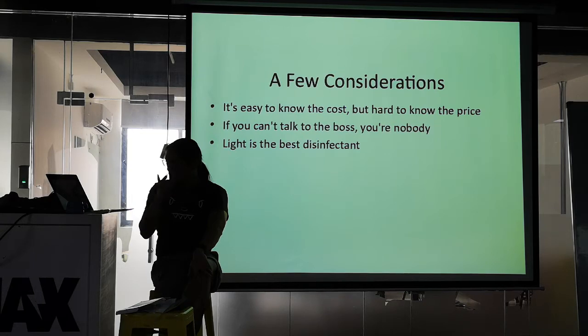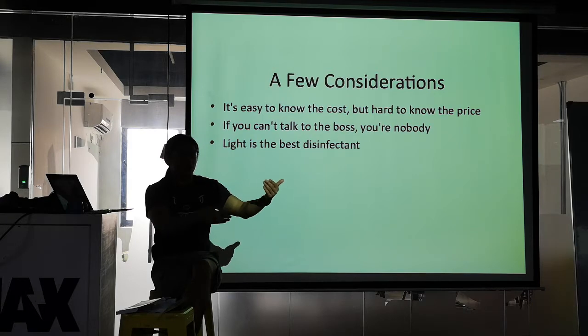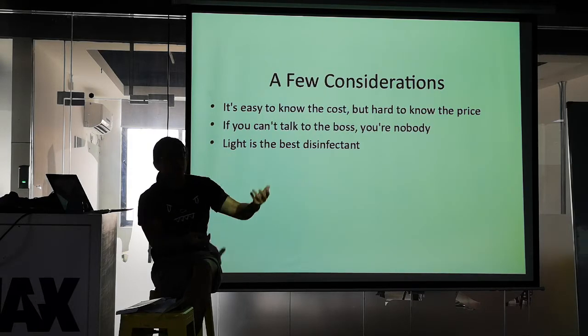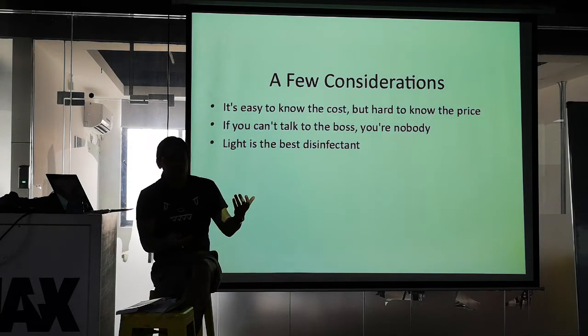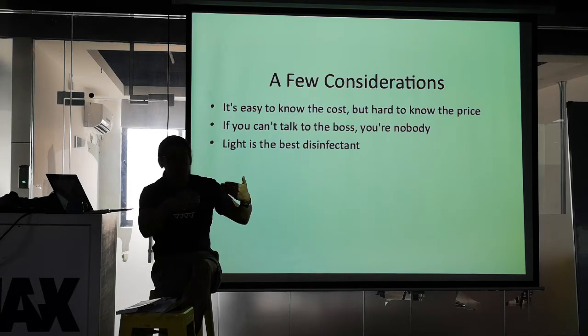It's easy to know the cost of your product. You can go to DigiKey and find the price of anything, right? But it's hard to know the price. So a lot of times when you finally get that quotation back and you say, oh, this factory is so much cheaper than this particular factory, I'll just go to the cheap one, right? It's hard to know actually what's built into that final quotation.